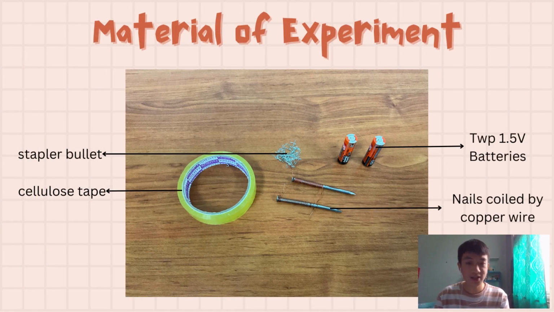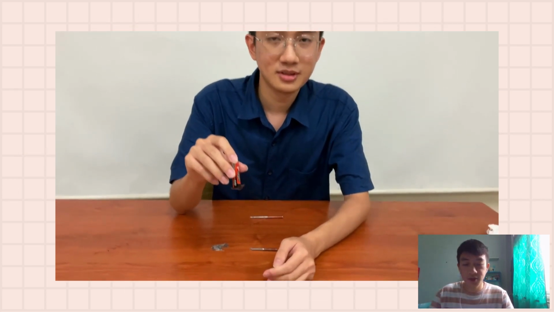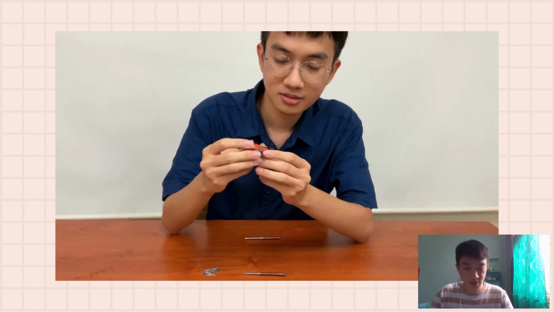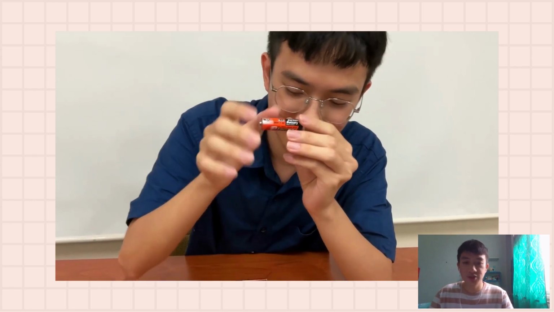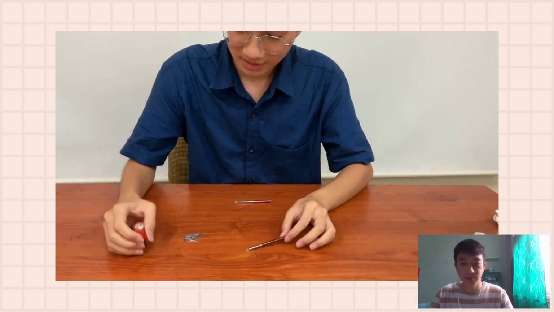Hi, I'm Tanzi. Now we would like to start the experiment. Before we start the experiment, let me introduce the materials that we've used in the experiment. First is the staple bullets, and then cellulose tape, two 1.5 volt batteries, and a nail coiled with copper wire. To prepare the nails that can be used in this experiment, you need to coil the nails using a copper wire to let it become the solenoid.